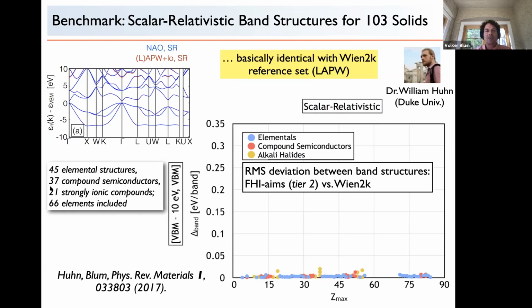We plotted this more systematically for 103 other compounds. So a list is given over here. And this just gives the deviation between valence bands in those 103 compounds. So each point here corresponds to a compound, and the x-axis is the highest nuclear charge that's in the compound in question. So it goes up to somewhere near lead and bismuth. And you can see that for scalar relativistic calculations, so no spin-orbit coupling included in this case, the deviation is essentially at the level of 10 milli-electron volts. In some cases, maybe a few tens of milli-electron volts, but not more. So this is essentially for band structure calculations indistinguishable numerically.